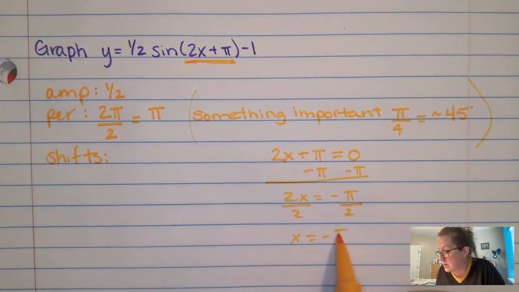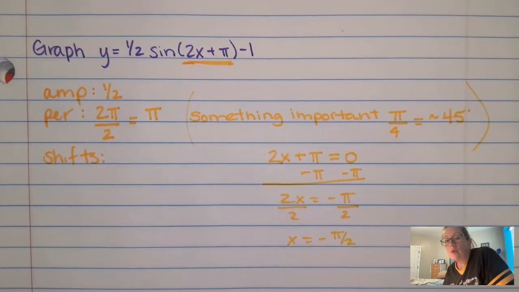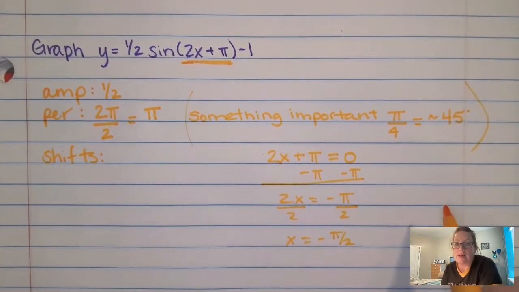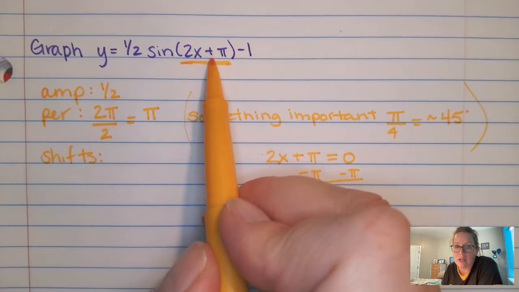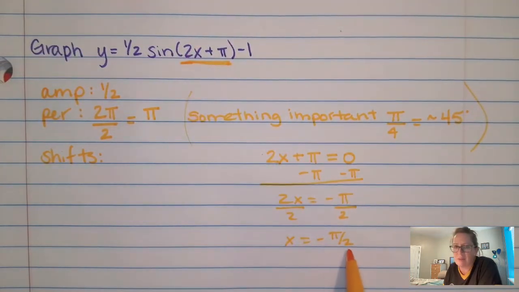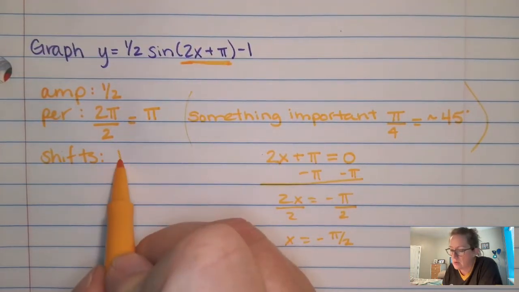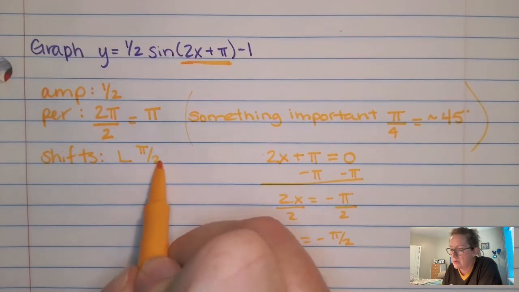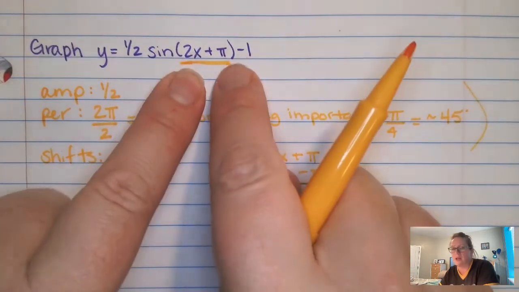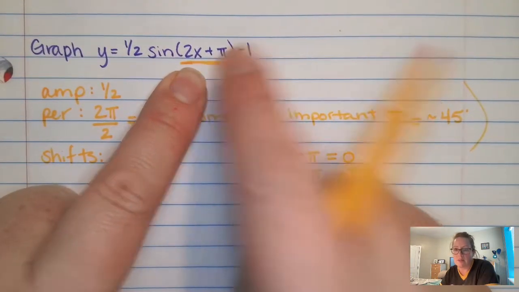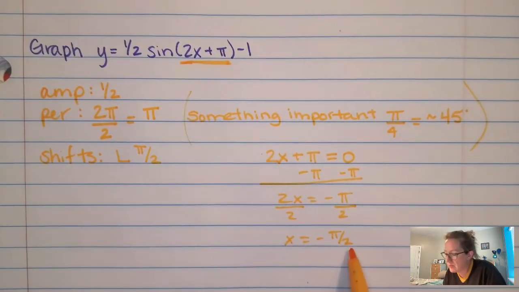X equals negative half pi. Okay, so looking up here, it's a positive, so it's going to be going left, and this is negative pi over 2, so that makes sense. So we're going to go left pi over 2. If you set it equal to 0, it follows this sign. If you don't, you've got to go the opposite. So we're going to go left pi over 2.